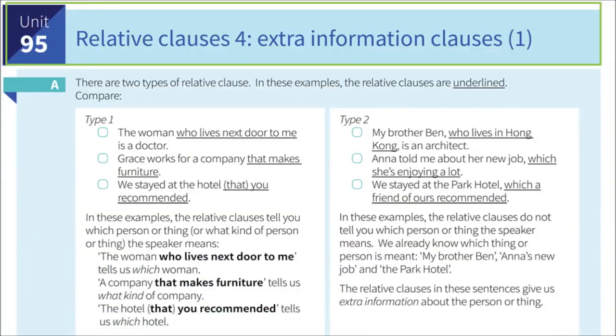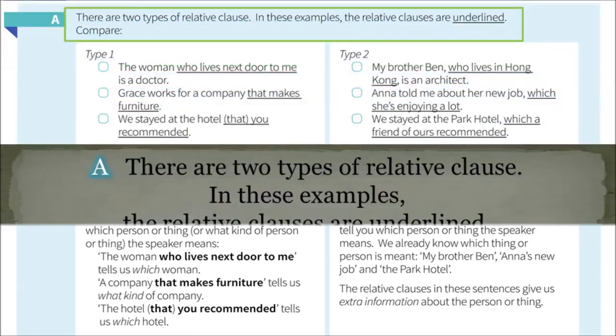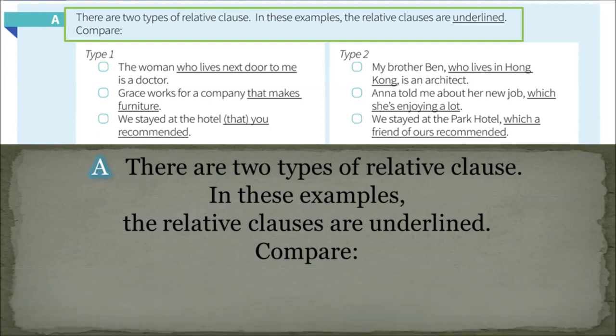Unit 95. Relative clauses, 4. Extra information clauses, 1. A. There are two types of relative clause. In these examples, the relative clauses are underlined. Compare.